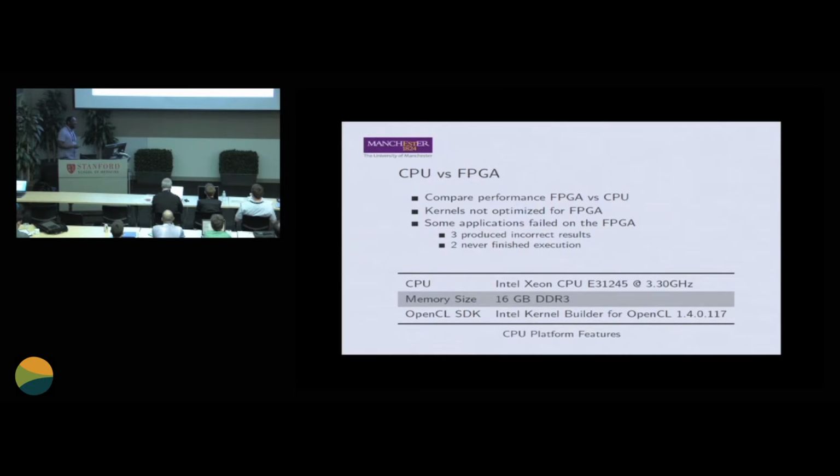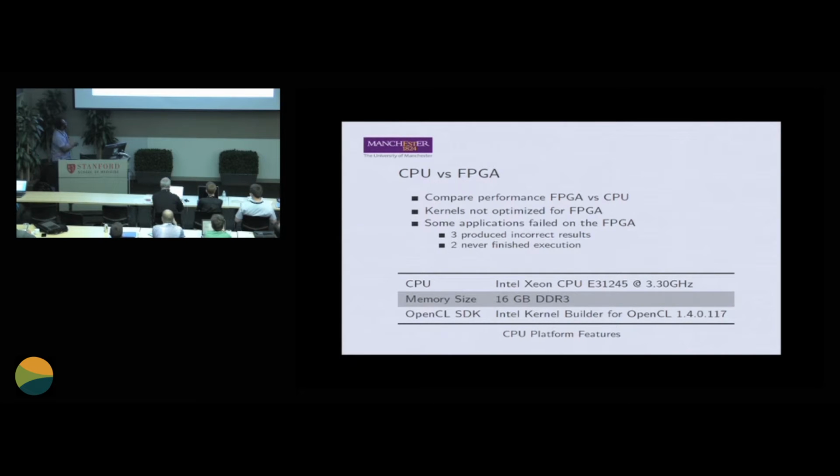So since we already have something running on CPU and something running on FPGA, why don't we go ahead and do comparisons? I must say that, remember, this wasn't optimized for FPGAs. Another thing to remember is that some of the applications failed even after they were synthesized. Three of them produced incorrect results, even though they were able to compile. We don't know why yet. Two never finished executing, so they keep running and running.